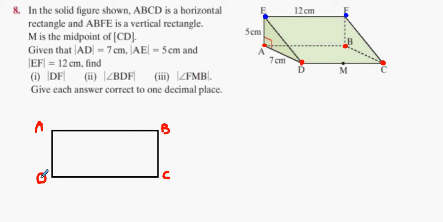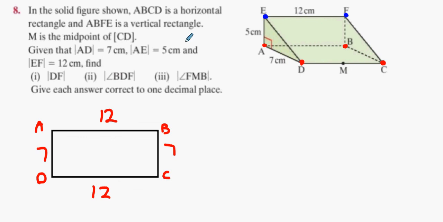Okay. Now, what else does it give us? E to F is 12. Okay. If E to F is 12, what's A to B automatically? 12. And D to C? A to D? Grand, right? Now what does it want from us? It wants D to F.